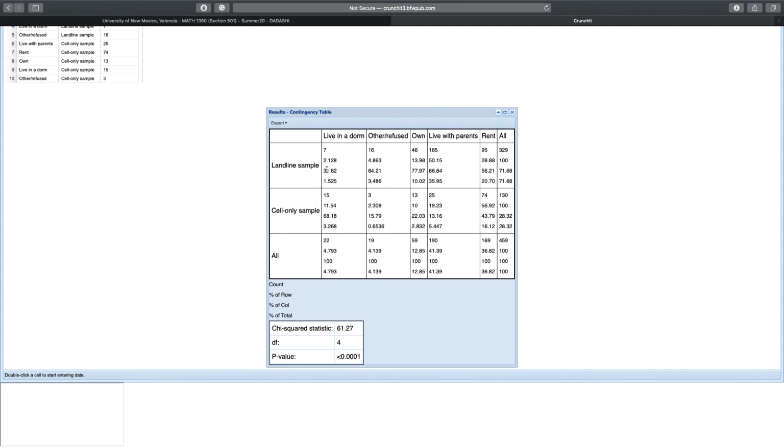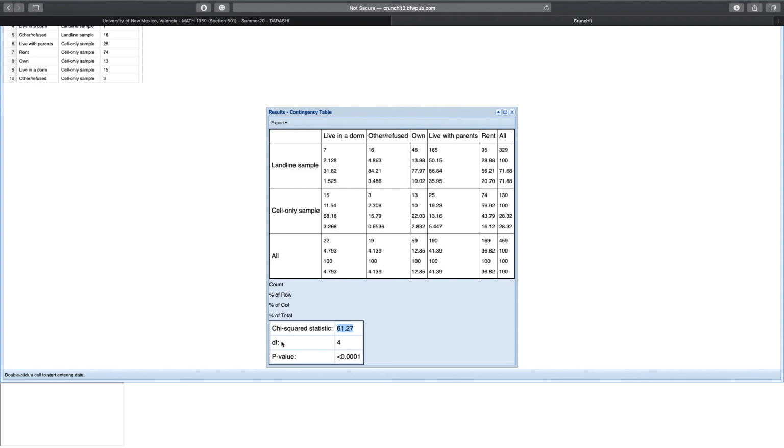So how do we get 31.82? If I divide 7 by 22, which is the column total, I will get 31.82. What is the next one? Percent of total, meaning if I divide 7 by 459, which is the total. Okay, so these are the numbers and values you see in this table. Now this is the value of the chi-square test. You have the formula and you know how to calculate this from the notes.